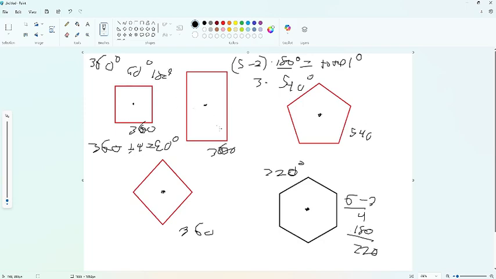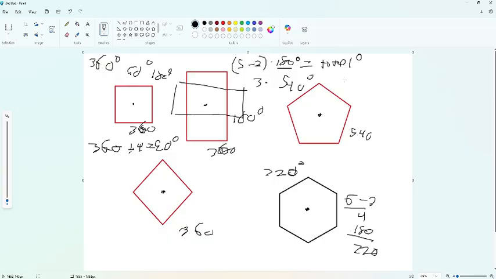360. Same for the rectangle? No, not same for the rectangle. The rectangle is not a regular polygon. Why? Because its sides are not all equal. So it would only have a rotation of 180 degrees. 90 degrees would not work because it would look like this. And it would only have 180 and 360.